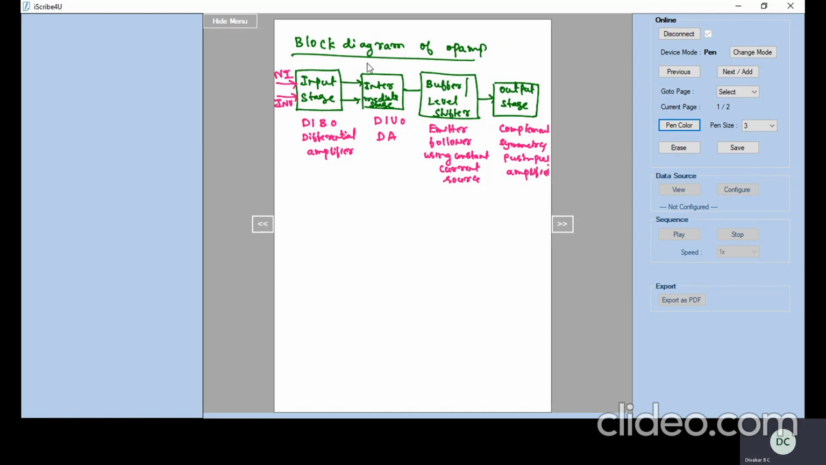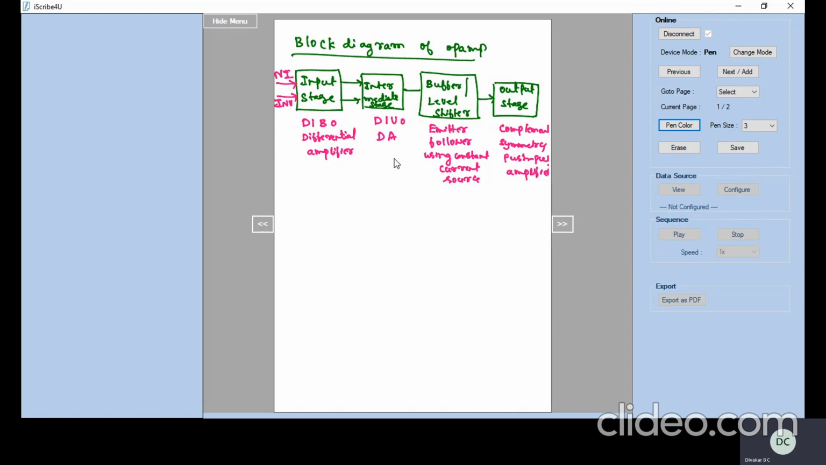The second one is the intermediate stage. The intermediate stage is a dual input unbalanced output differential amplifier. The output of the input stage drives the intermediate stage. This is another differential amplifier with dual input unbalanced output, which indicates a single-ended output. The function of the intermediate stage is to provide the additional voltage gain that is required.